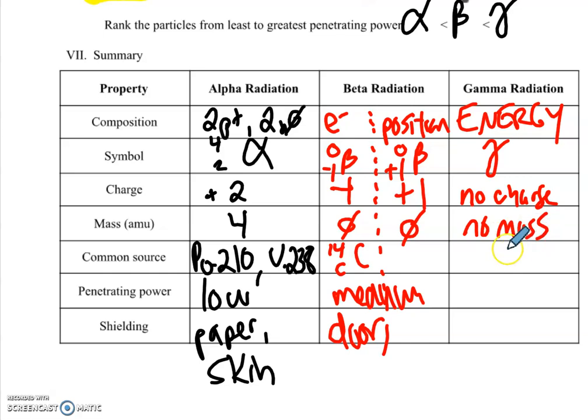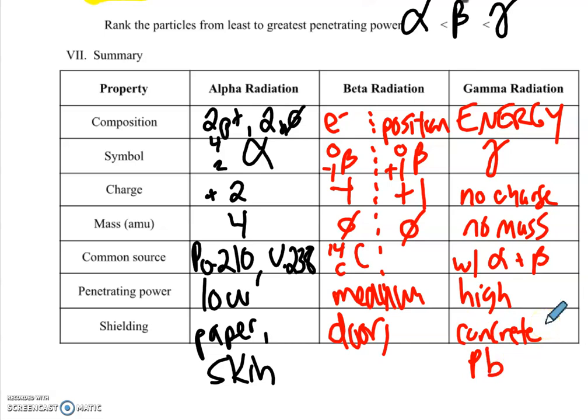A common source is it goes along with the alpha and the beta decay, so it comes along with either type of those. The penetrating power is high. You need concrete, several feet of concrete, or several feet of lead to block that.